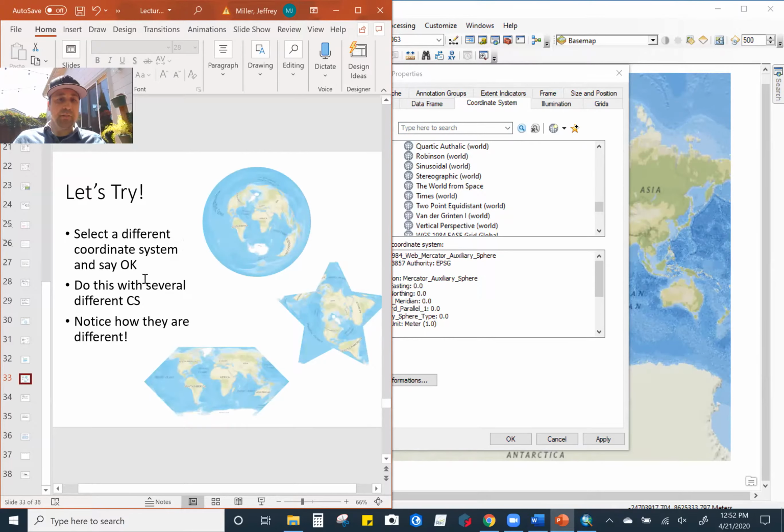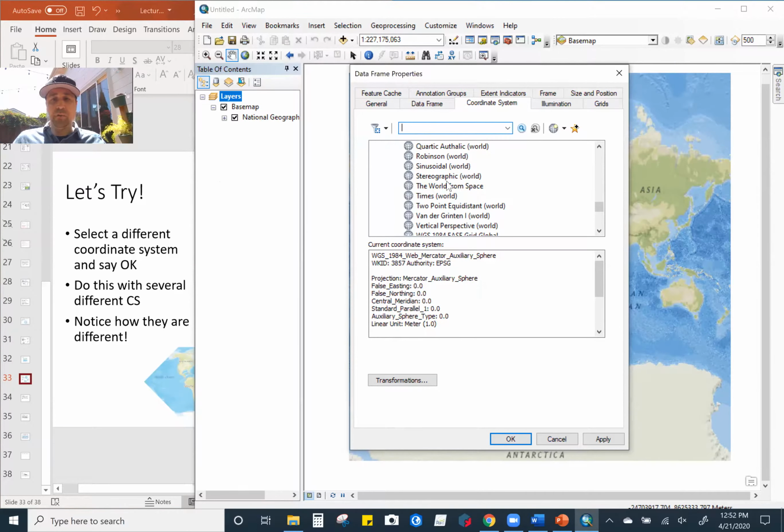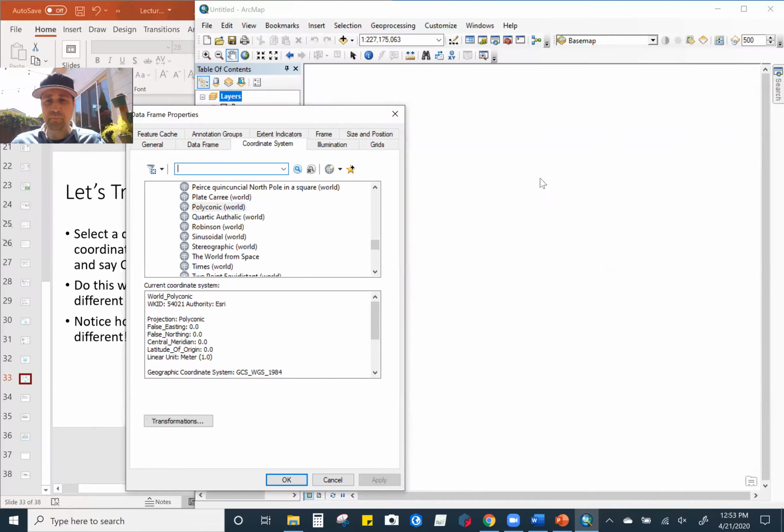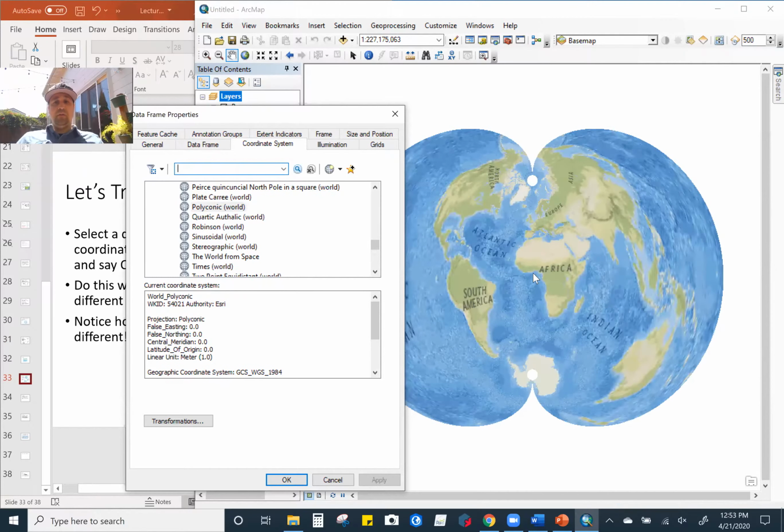Select a different coordinate system and say okay. So let's try a few different choices. I honestly have no idea which one I'm going to pick. Maybe something like polyconical. Let's see what that does. Here, I'll move this over here. Apply. There we go, right? So this is polyconical. I guess that means there's actually two different cones looking at the world, right? So now the coordinate system of the base map has changed.